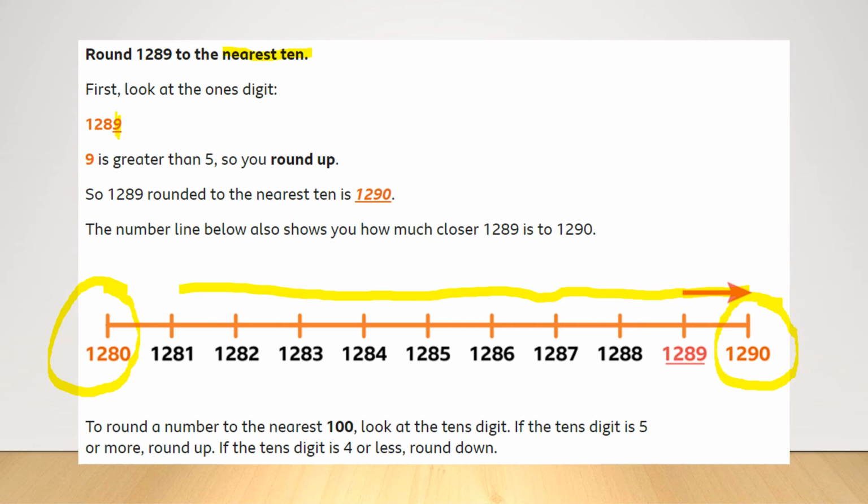Now below here we've got a number line, and this is really important. When you think about this, you can jot them down or you can draw your own number line. Don't worry about all of the numbers in between. If you're drawing your number line, it'll take too long. But the two at either end of your number line are the crucial, really important ones. So I've got 1,280, that's the 10 that I'm in, and the 10 after that is 1,290. So if I place 1,289 on that number line, that is closer to 1,290. So I round up to that 10.